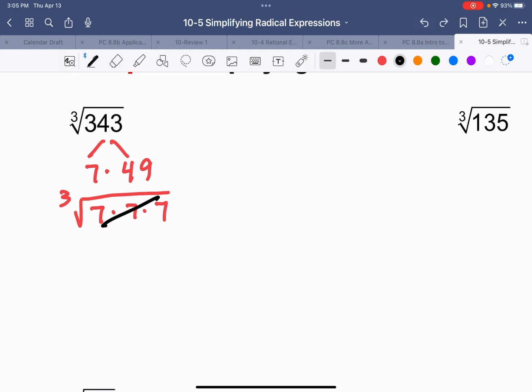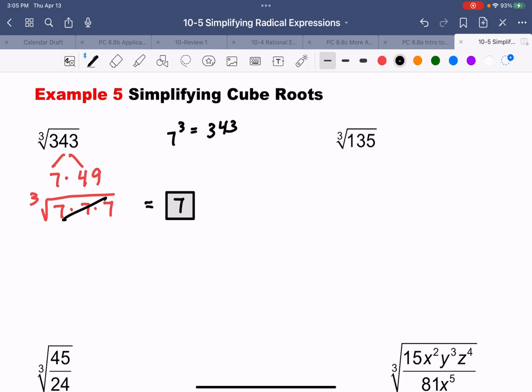Okay, and that's just basically showing I have a perfect cube. That's because 7 to the 3rd equals 343. It's a perfect cube. Okay, if all the numbers come out, it's a whole number. There's nothing left under.